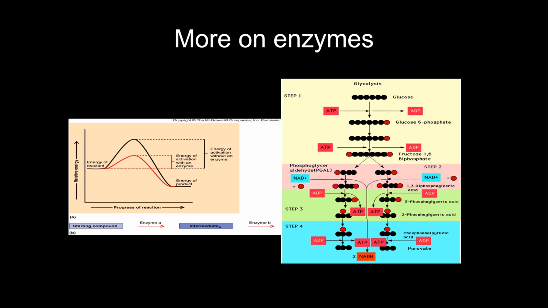Now, glycolysis is the first set of reactions that happens with glucose metabolism, and generally it's going to take a different enzyme for us to do every single one of these reactions.